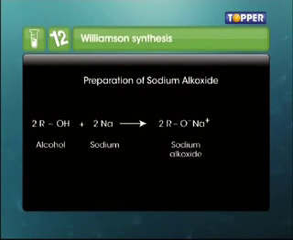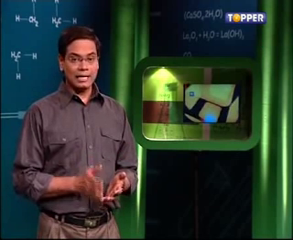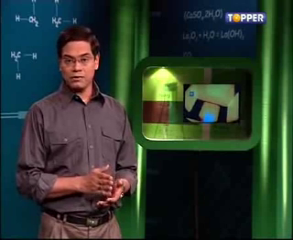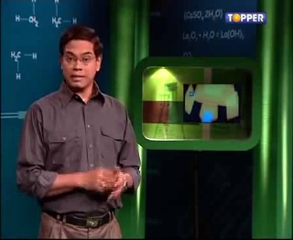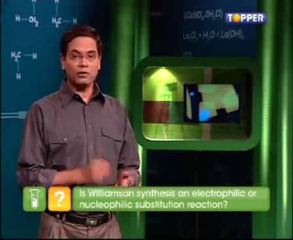In this method, we begin by preparing sodium alkoxide. How do we do that? Well, sodium alkoxide is prepared by the reaction of sodium with alcohol. It's clear that the Williamson method involves a substitution reaction. But can you predict whether Williamson synthesis is electrophilic or nucleophilic?